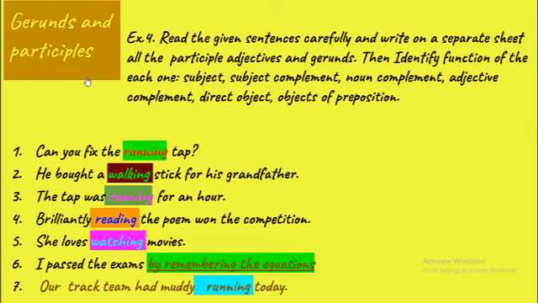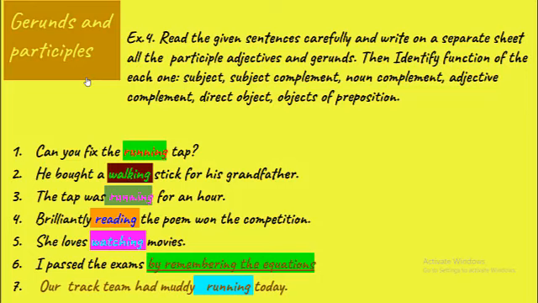Read the given sentences carefully and write on a sample sheet all the participle adjectives and gerunds. Then identify the function of each one. Like subject, try to identify subject, subject complement, noun complement, adjective complement, direct object, objects of preposition. In the first sentence, can you fix the running tap? Identify the function of running.